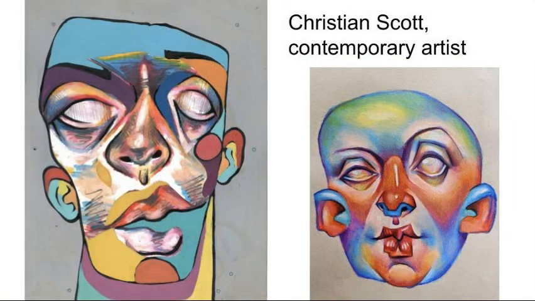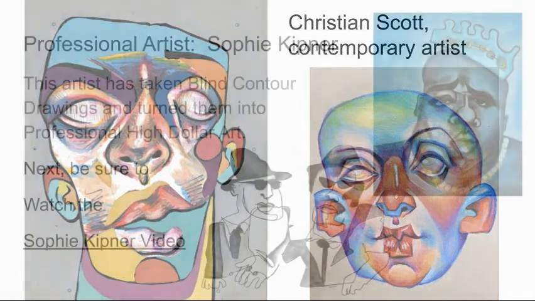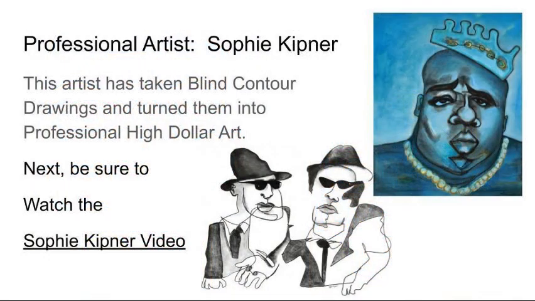Christian Scott is a young, up-and-coming contemporary artist. He graduated high school in 2016. His work has a contour line quality with the addition of color to enhance the form. Sophie Kipner is another young contemporary artist that has taken blind contour drawings and turned them into professional high-dollar art. We will watch a video about her exhibition and a demonstration of her work.